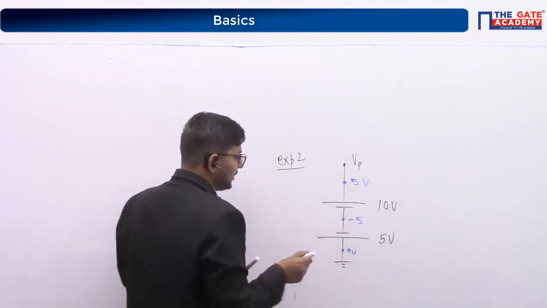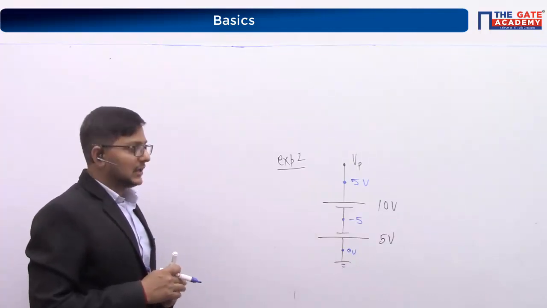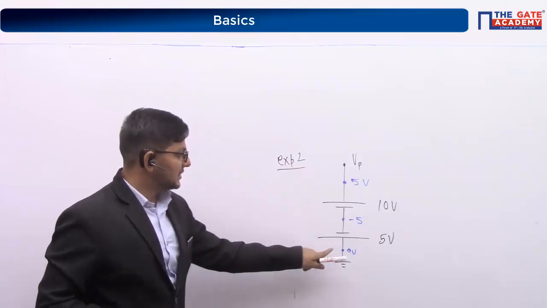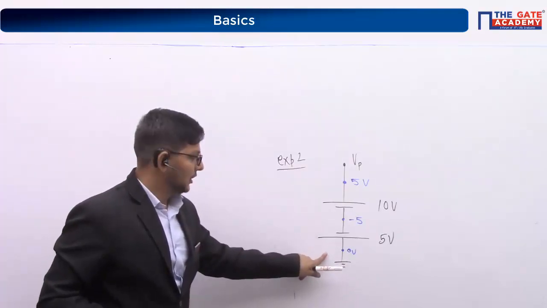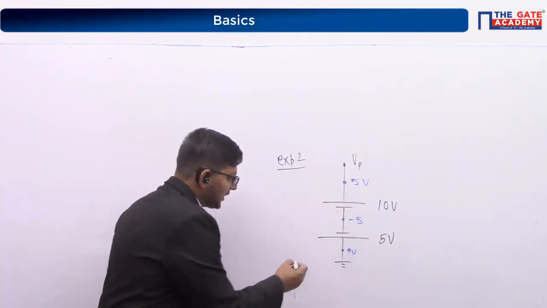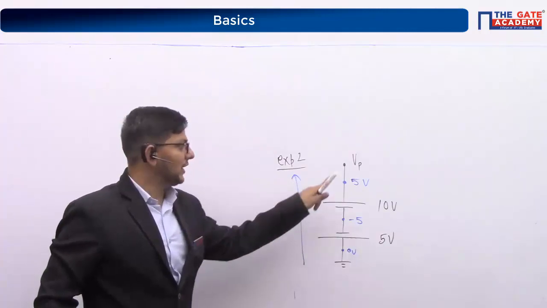If you have any doubt, just apply KVL from here to here. But to apply the KVL, you must have a closed loop. You can directly apply KVL in this loop. Let us start from here. If you have to find the voltage at point P, just apply the KVL from down to up, and you can find the voltage at point P.